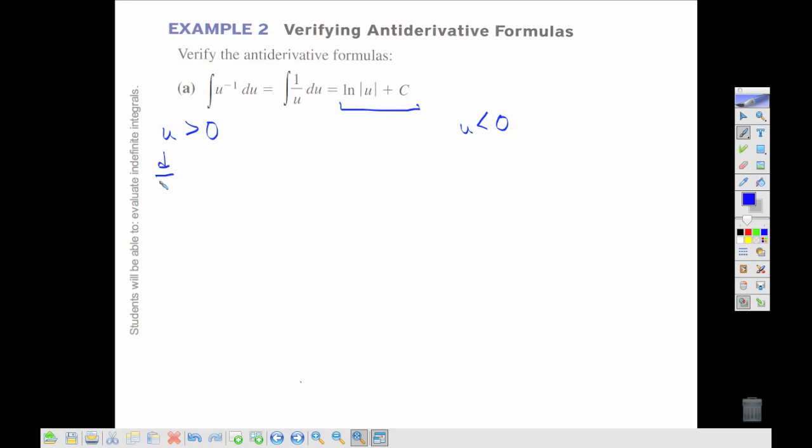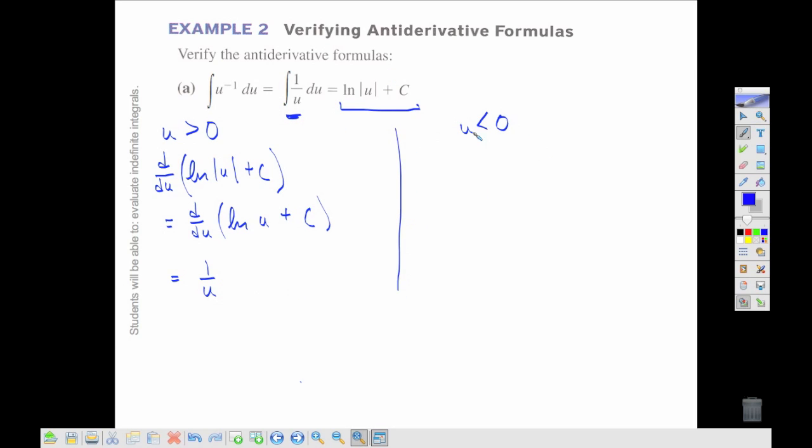I want to take the derivative, so d/du of whatever we have here, absolute value of u plus c. Now the first thing, since these are positive numbers here, I can drop my absolute value sign, leaving me with just ln of u plus c. I can take the derivative then. The derivative of ln u would be 1 over u, and then c would be 0. So we notice that we're getting this inside part again, and so this side checks out.